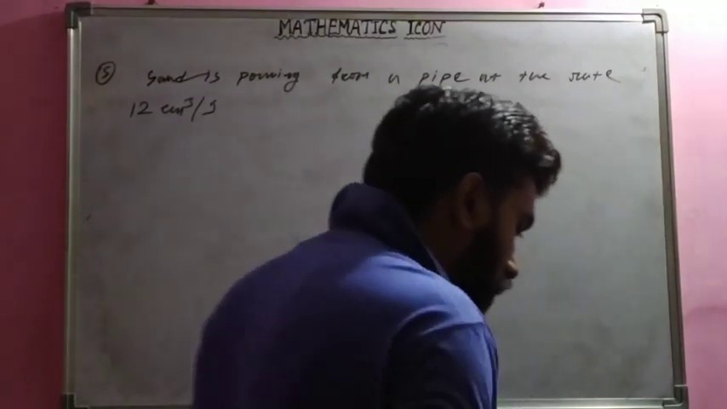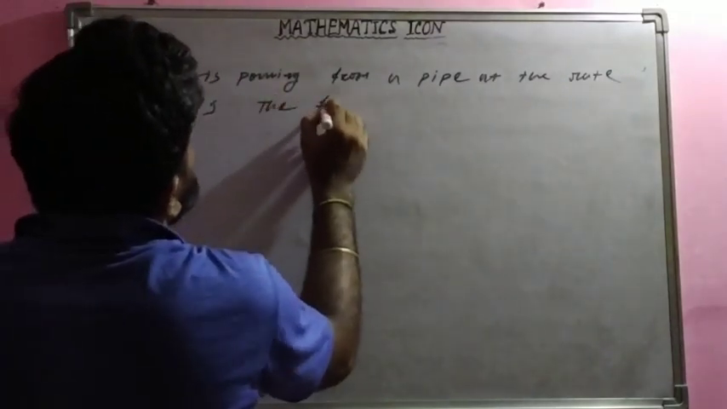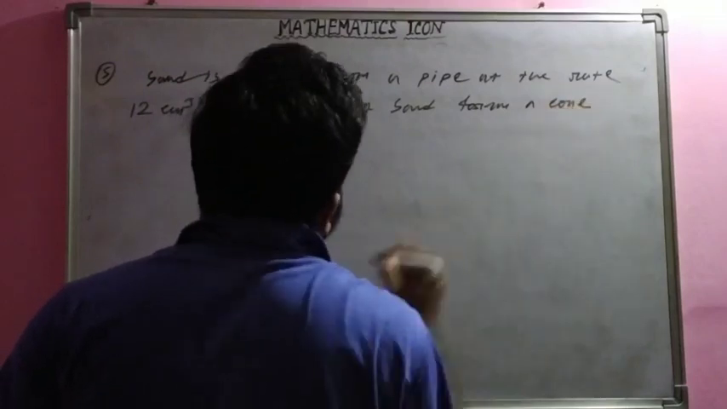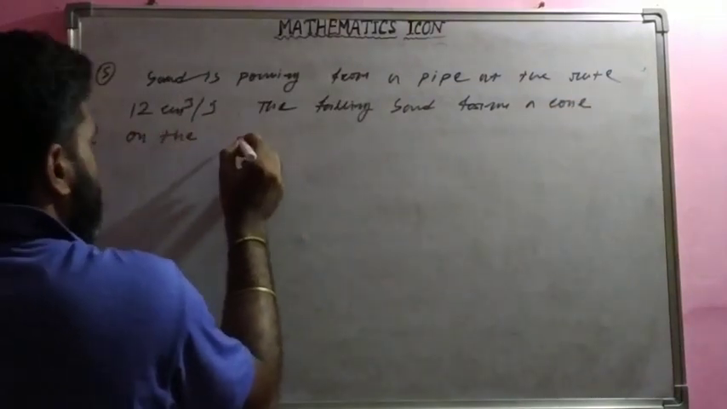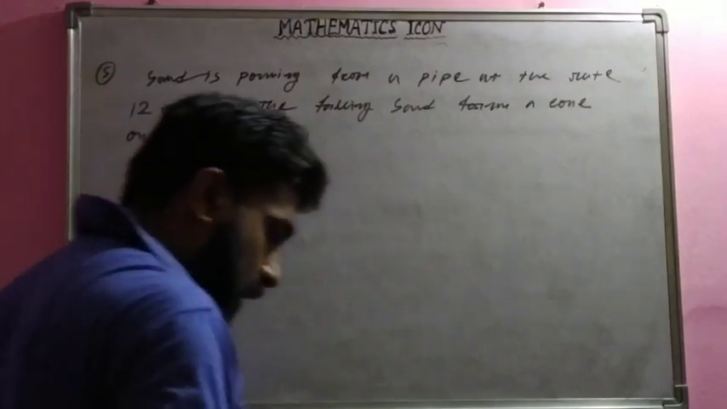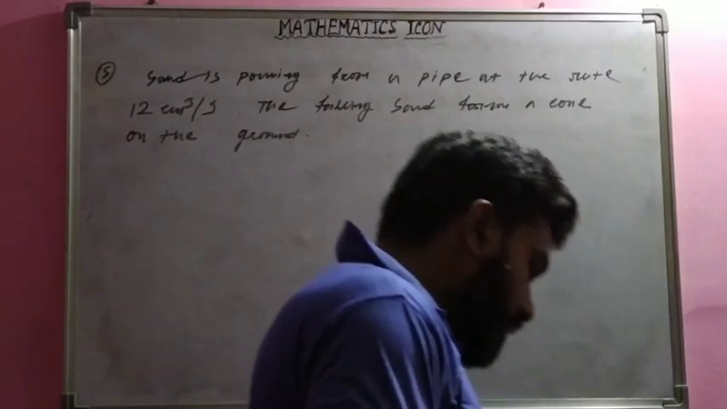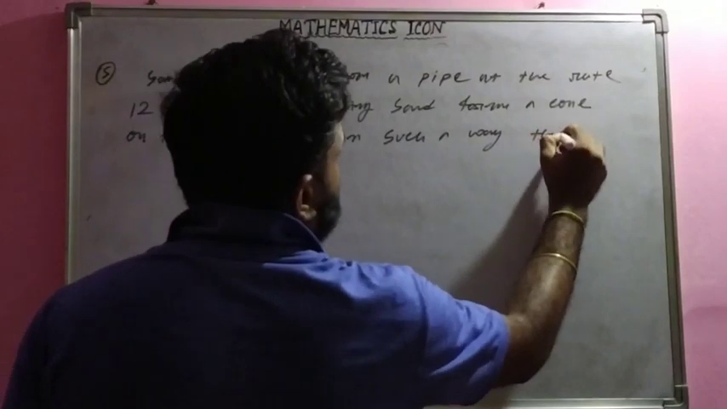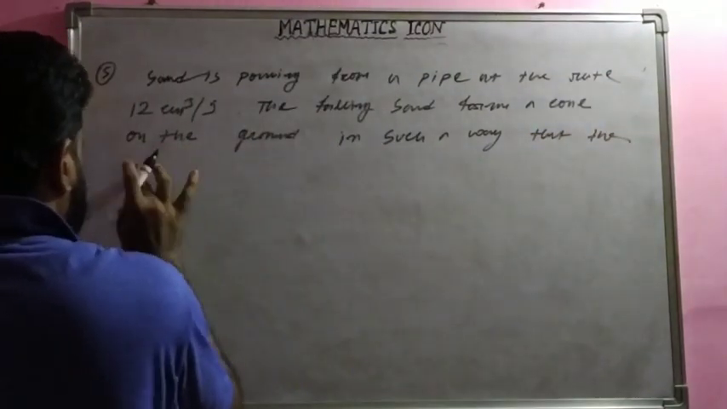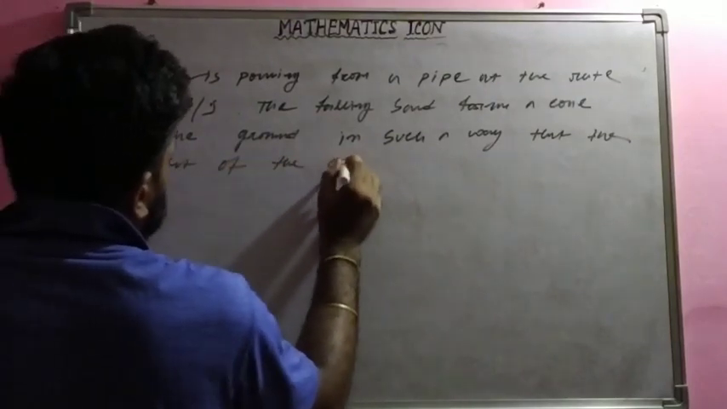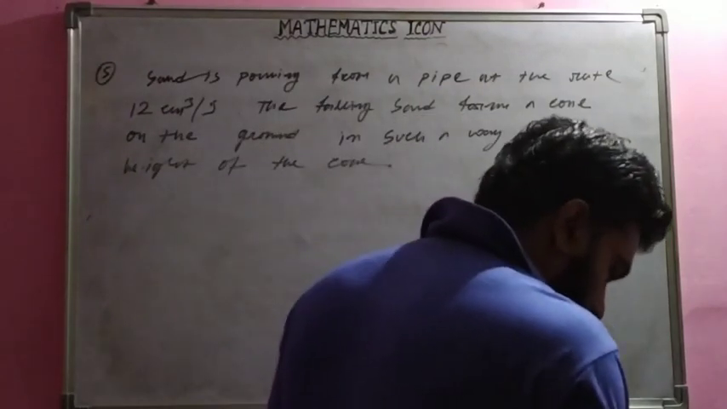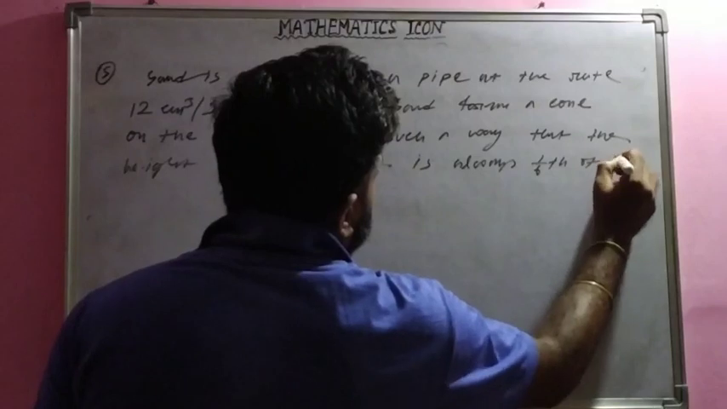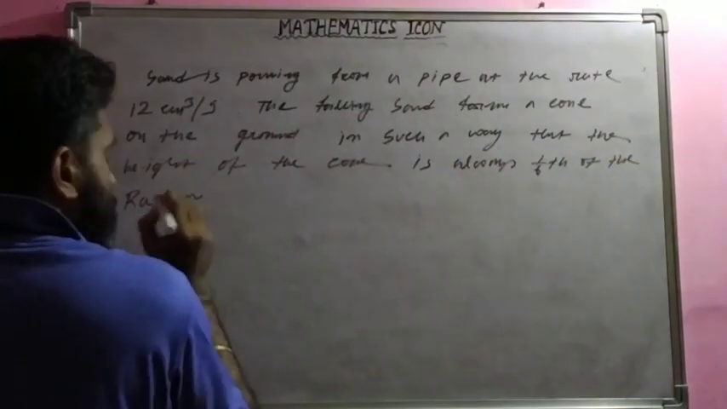The falling sand forms a cone on the ground, okay, on the ground, in such a way that the height of the cone is always 1/6 of the radius.